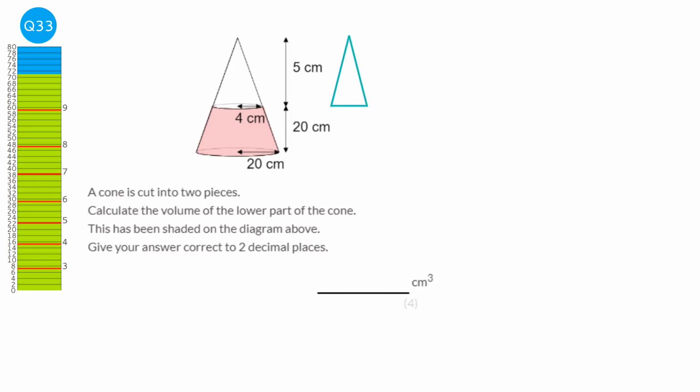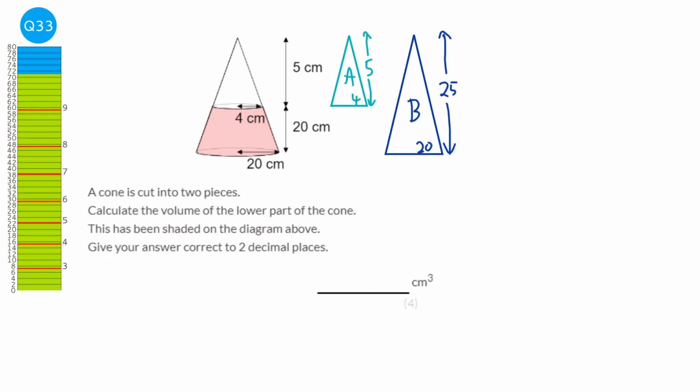So to find the shaded part of this diagram, we need to first of all work out the volume of the smaller cone, which is at the top. Then work out the volume of the larger cone, which is the whole cone shown, and then take them away from each other. So the radius for the smaller cone is 4 and the height is 5. And the radius for the larger cone is 20 and the height is the 20 plus the 5, so it would be 25. So I'm just going to label them A and B. And so why don't we work out the volume for B first?